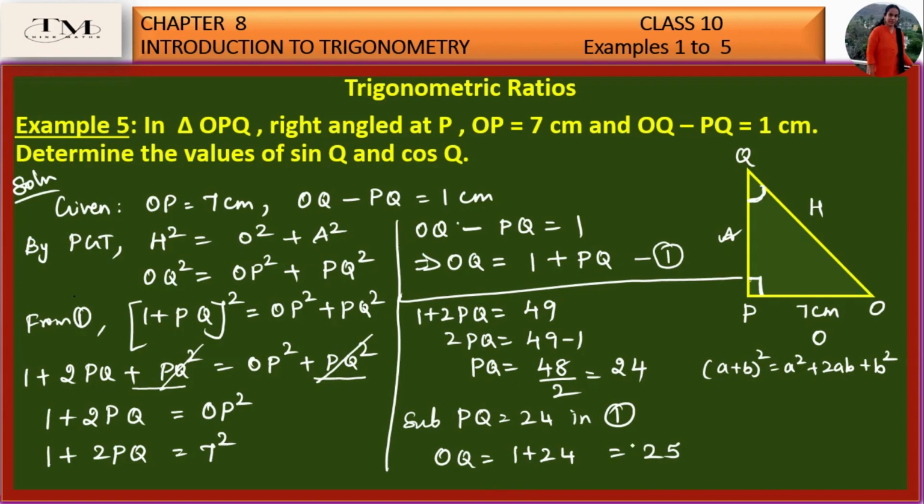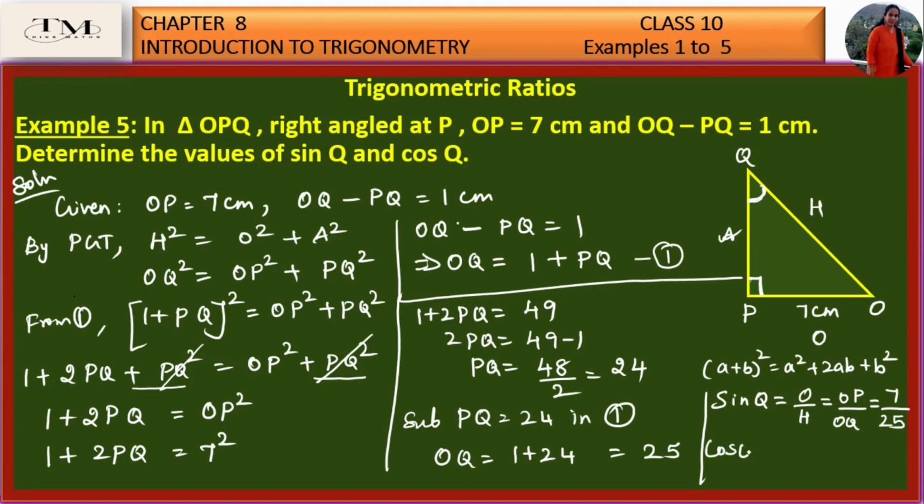So we got all the values. OQ is 25, PQ is 24. So we can find out the value of sin Q and cos Q. So what is sin Q? I think you are all familiar with the ratios. Sin Q is nothing but opposite by hypotenuse. So who is the opposite side? OP. Hypotenuse side is OQ. So OP is given as 7, and OQ is 25. So sin Q is equal to 7 by 25.